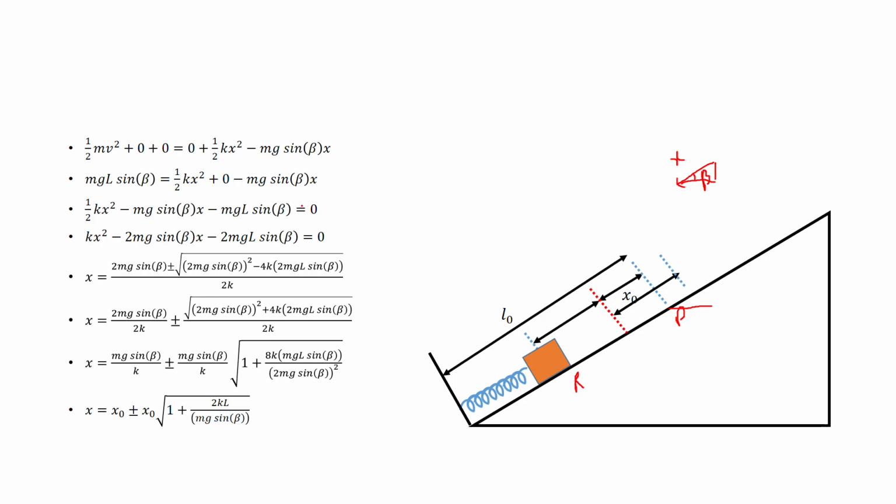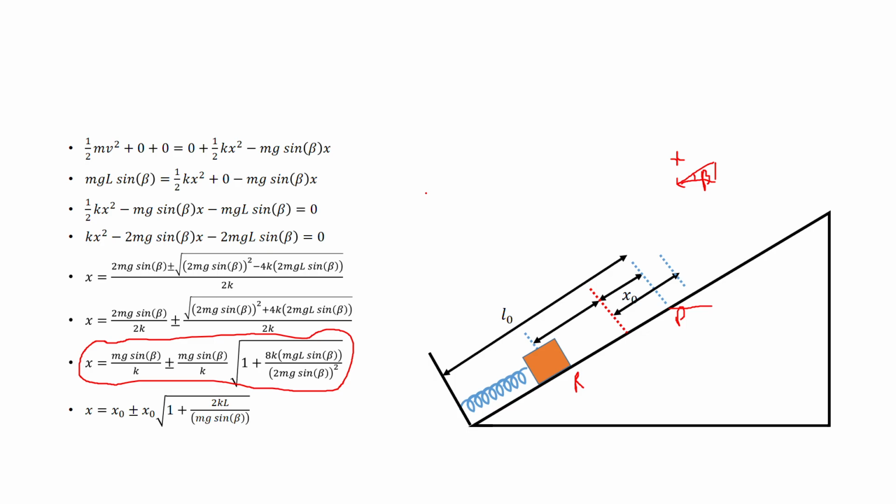This is a quadratic equation. It will have two solutions, and when we solve it, we get finally this expression, that is x equals mg sine beta by k plus minus mg sine beta by k into this value. So now this mg sine beta by k is x naught, because at equilibrium position the net force, that is the gravitational force mg sine beta, should be balanced by k into x naught, so x naught will be mg sine beta by k.